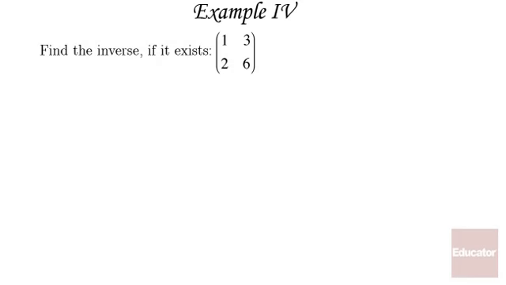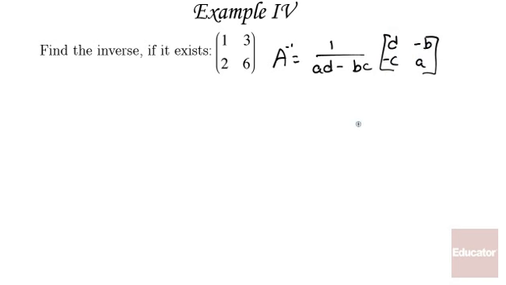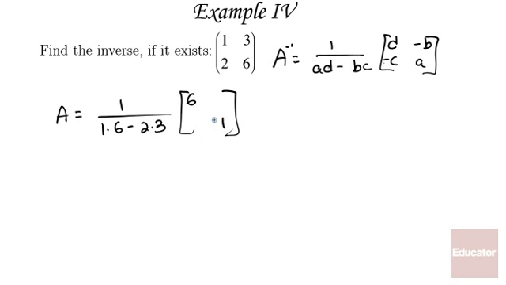Find the inverse if it exists. Again, recalling my formula, A inverse is 1 over the determinant, AD minus BC, times the matrix found by switching A and D and reversing the signs on B and C. So first the determinant, that's 1 times 6 minus 2 times 3. The matrix: switch these two positions and reverse the sign on the 3 and reverse the sign there.